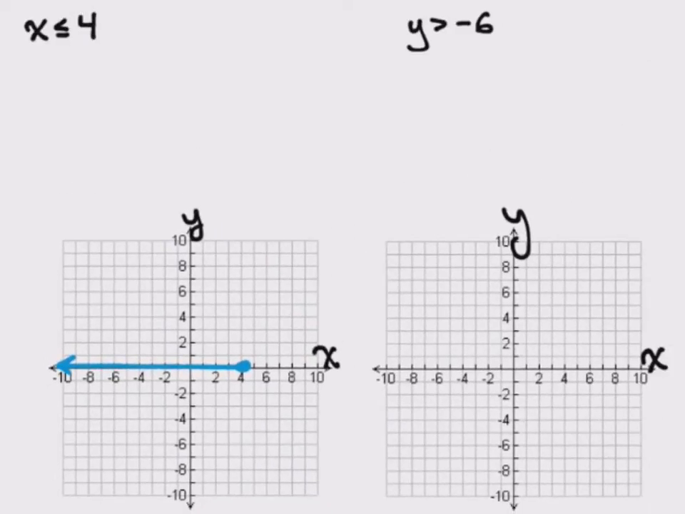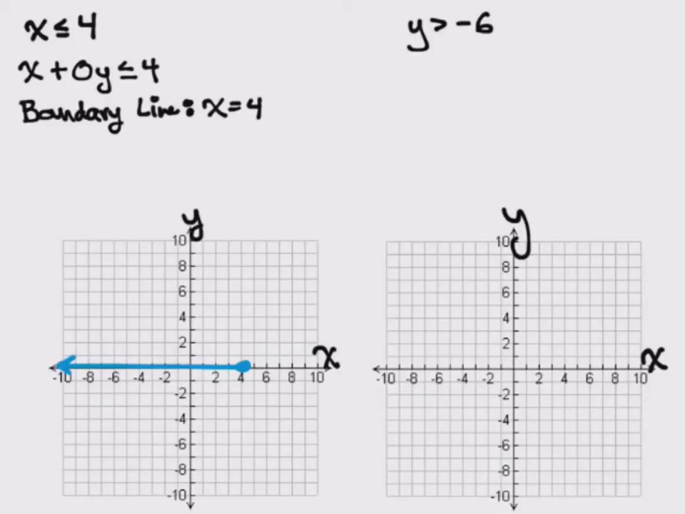Well, note that x is less than or equal to 4 is kind of the same thing as saying x plus 0y is less than or equal to 4. Now to graph this, let's start by graphing our boundary line, which of course happens when we replace the inequality with an equal sign. So our boundary line in this case is just x equals 4, and we definitely know how to graph that. And of course, that's going to be a solid boundary line because this is a less than or equal to inequality.